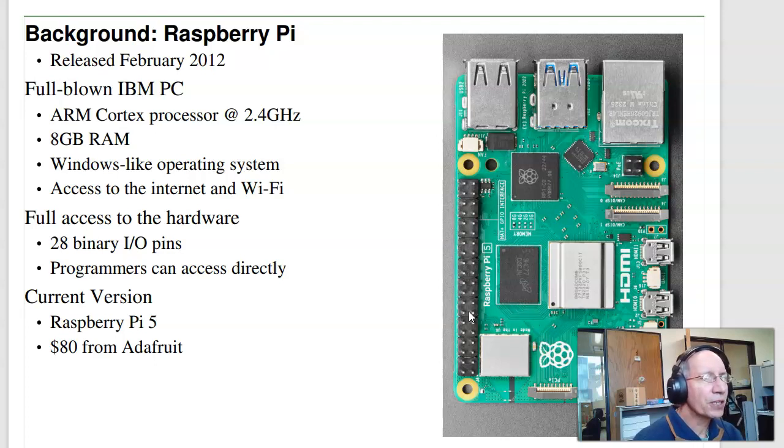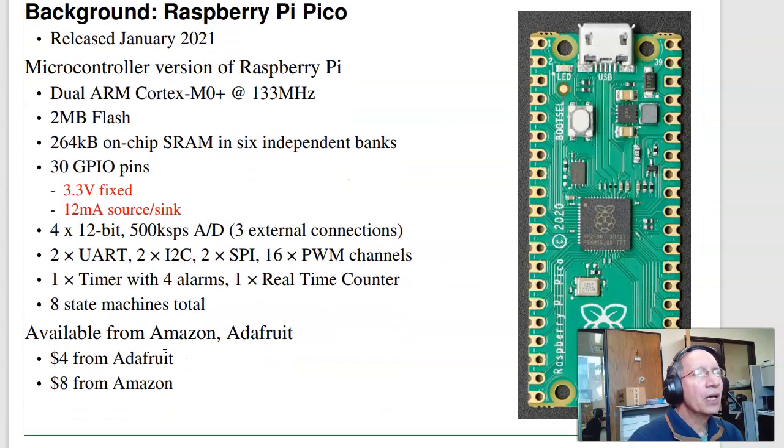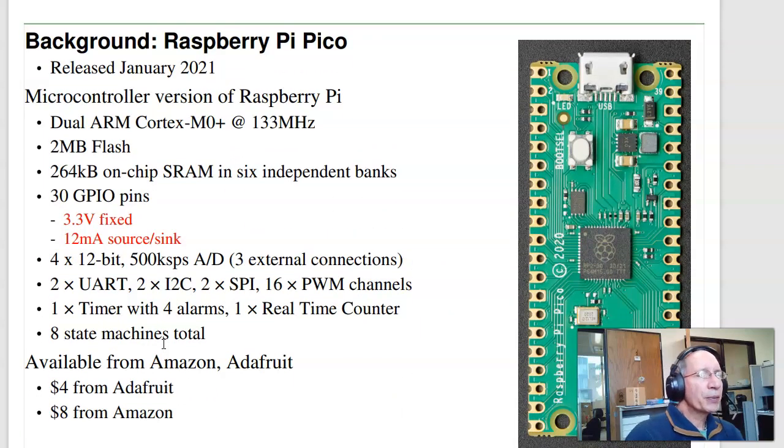The current version of the Raspberry Pi is the Pi 5 that costs about $80 from Adafruit. And Adafruit is a really good website for engineers. We'll talk about that a little bit later. So that's the Raspberry Pi.